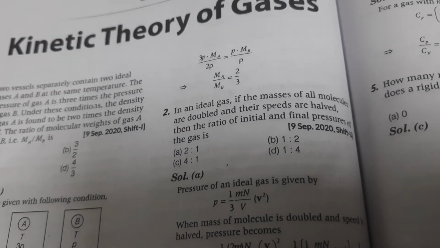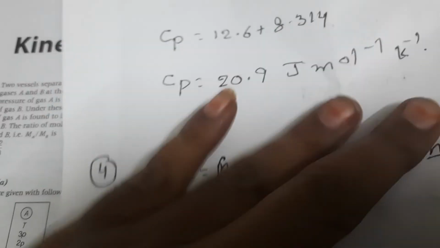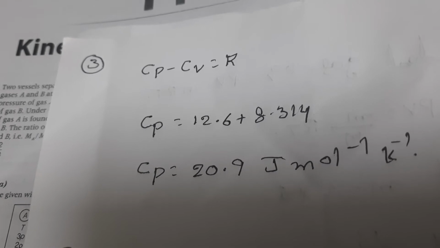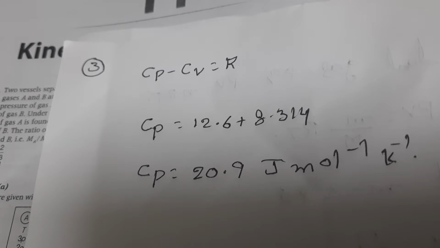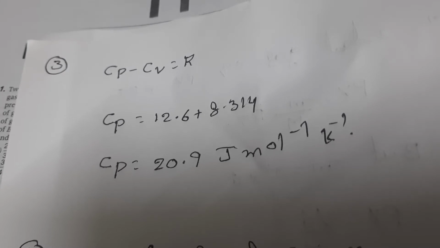Specific heat at constant pressure, how to find this one? We can use the formula Cp minus Cv equals R. But we want Cp, so Cp equals Cv plus R. Cv value 12.6, R value 8.314. After simplification, Cp equals 20.9 joule per mole per Kelvin. How easy this answer is, you look here. This is from the 2020 September 10th shift 1 paper, they have given this question.